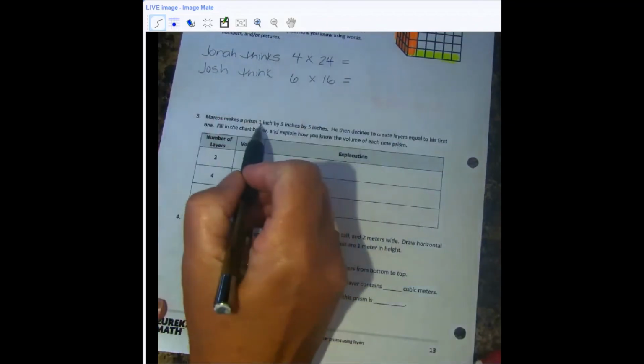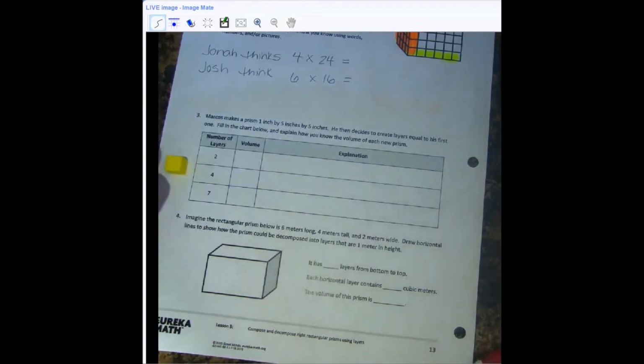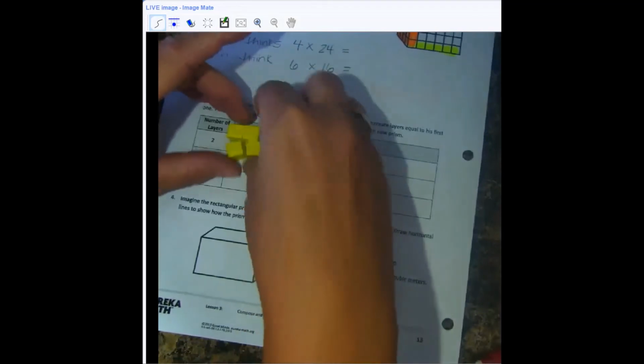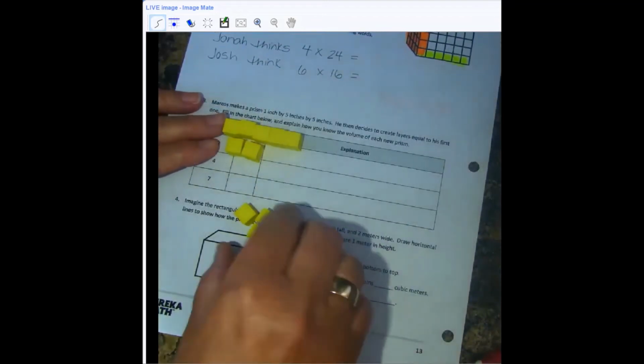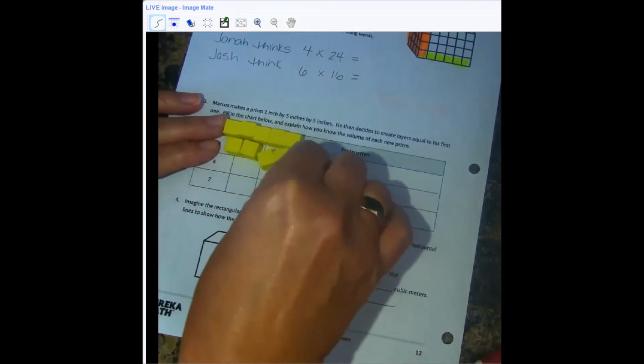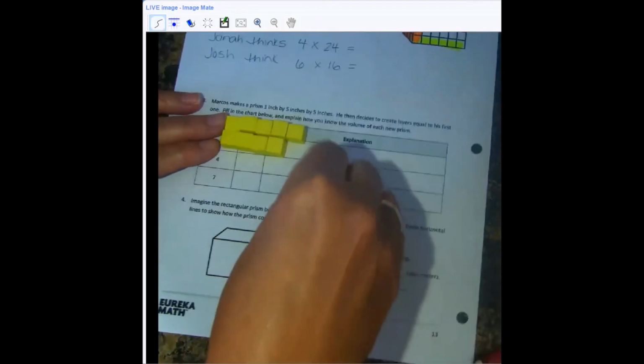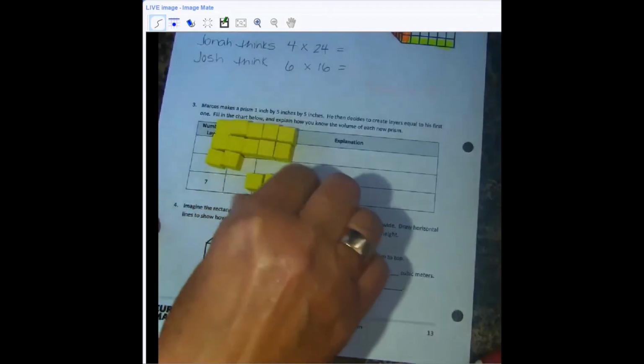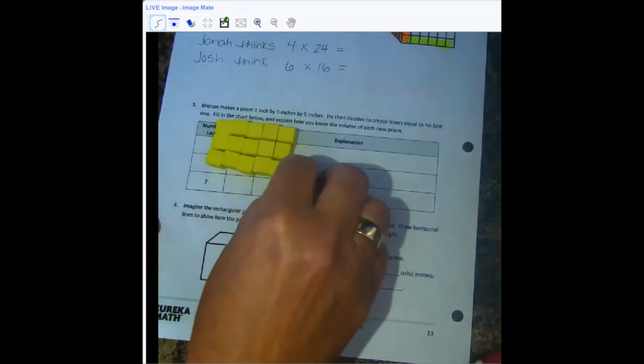So if he has a 1 by 5 by 5, okay, that's going to look like this. It's going to be 25 cubic units. Now remember, I'm using my centimeters, even though it says inches, because I just don't have the inches. So this is what a 1 by 5 by 5 would look like. 1 unit tall, 5 units wide, and 5 units long.